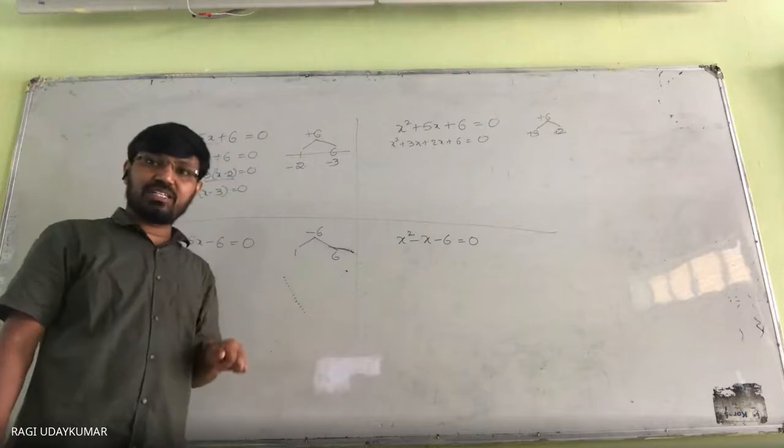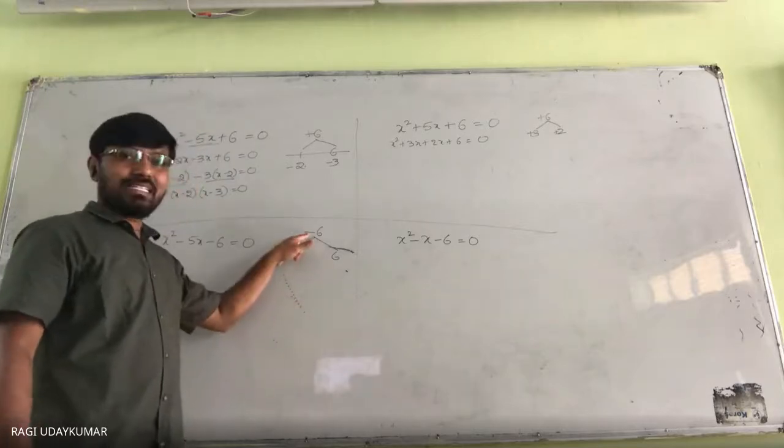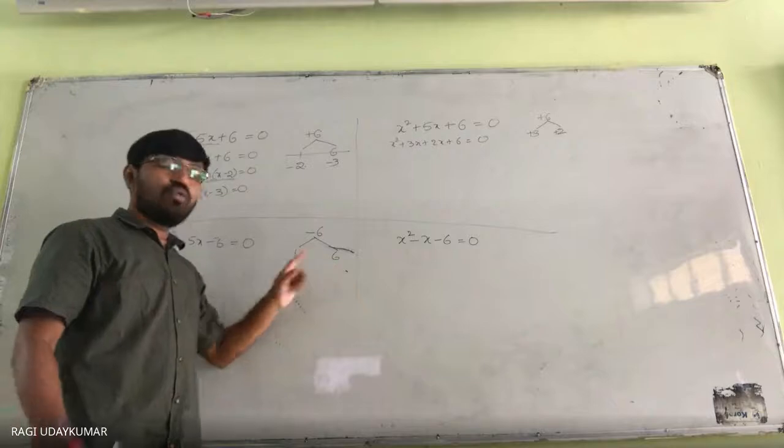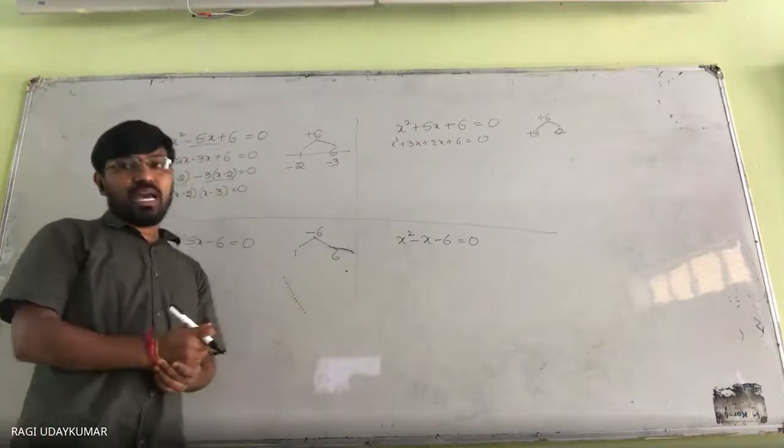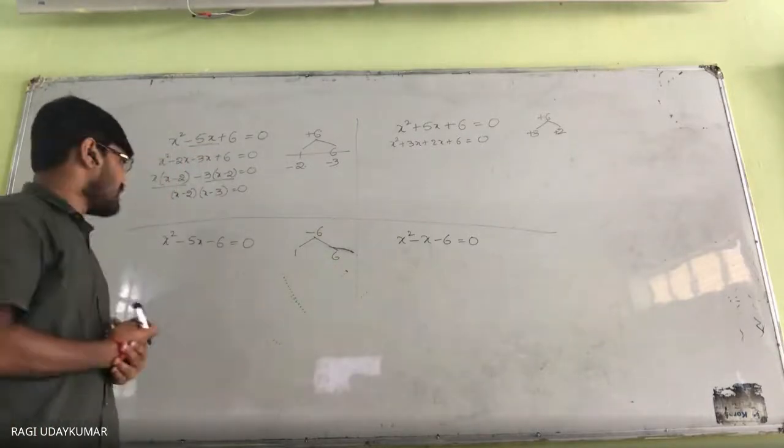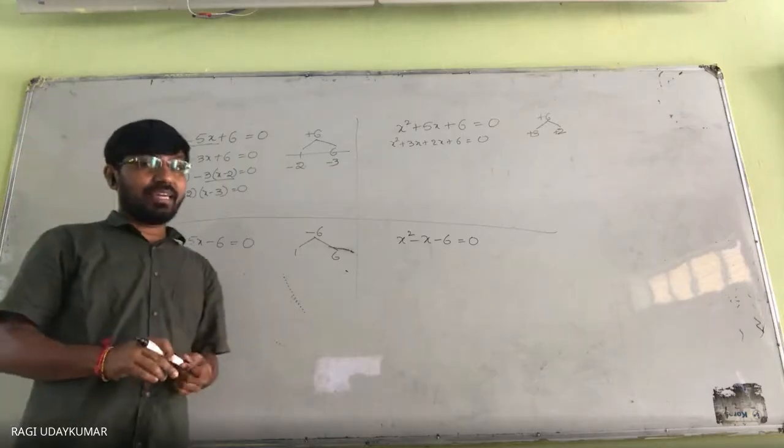Now in this situation, as we are having minus, in these two, one should be positive, one should be negative. And which should be positive, which should be negative? Sir, 6 should be negative and 1 should be positive. How do you take like that? Because the biggest number takes the sign when we multiply, so we will take 6 as negative.